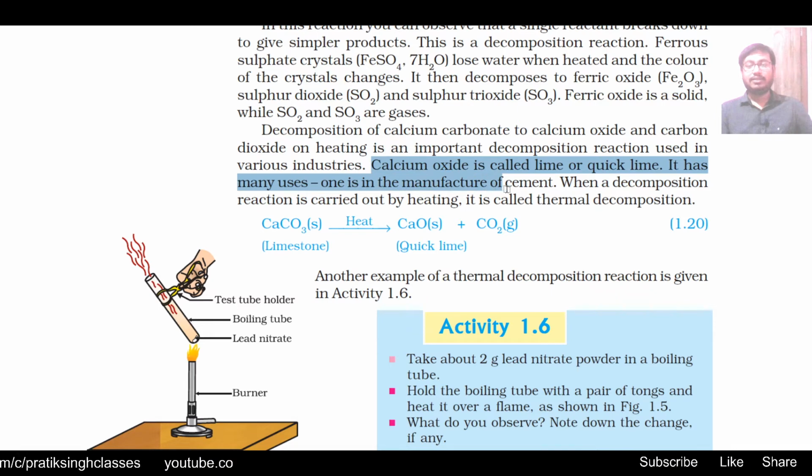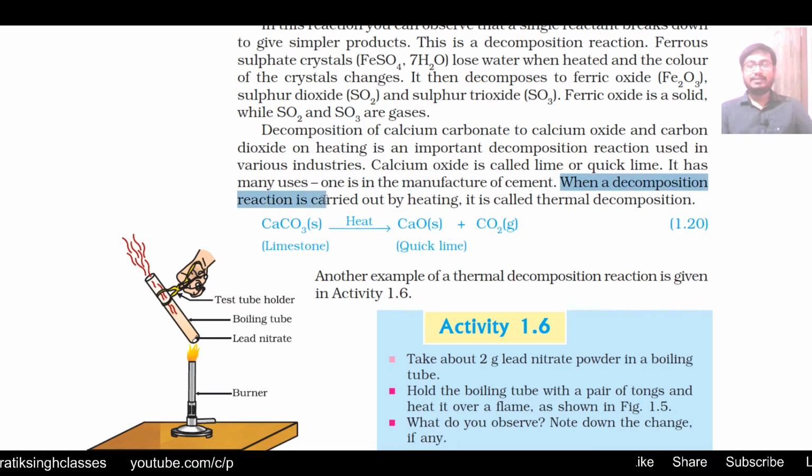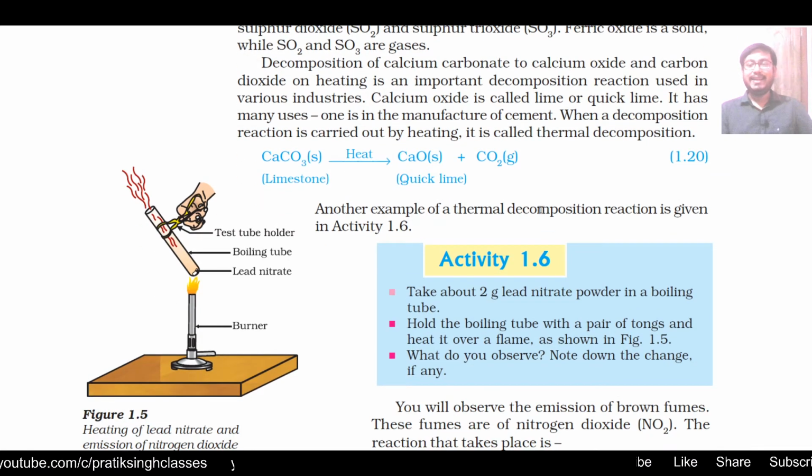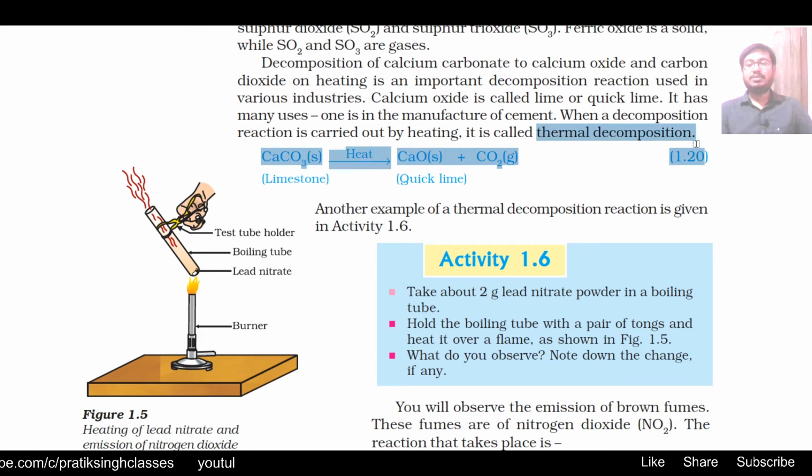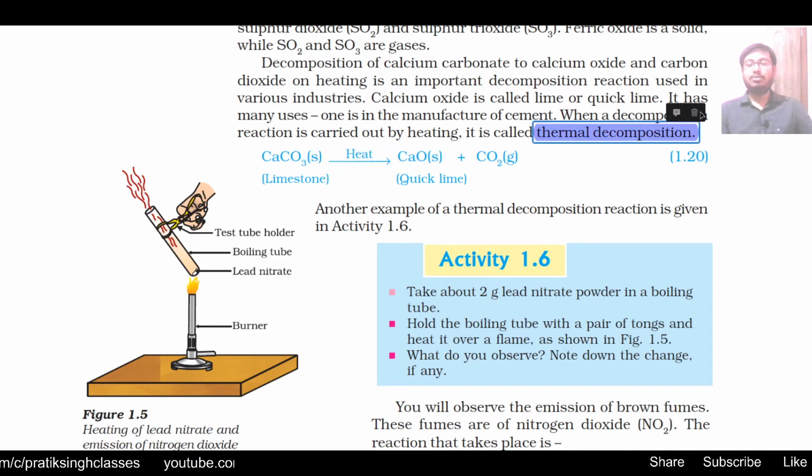One is in the manufacture of cement. Cement is used these days for building constructions and a lot of other purposes, where cement is a mixture of a lot of different materials, in which calcium oxide is one of them. When a decomposition reaction is carried out by heating, it is called thermal decomposition. Means whenever any reactant breaks down into two or more than two products because of heat, it is called thermal decomposition, because here decomposition has happened because of heat.